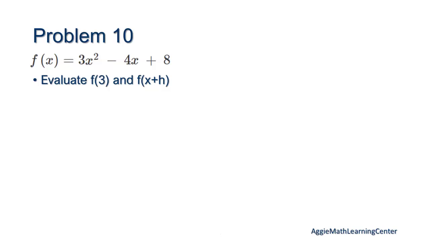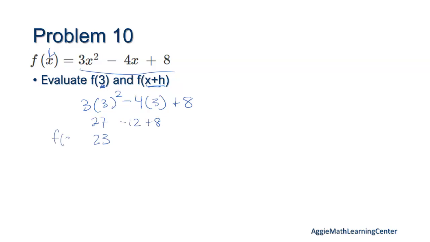All right. Okay, so f of 3, so this 3 right here and this x plus h is just taking the place of this x. So I'm just plugging in whatever's in this parentheses into the entire equation. So we have 3 times 3 squared minus 4 times 3 plus 8. This is going to become 27 minus 12 plus 8. And that'll turn into 23. So f of 3 equals 23.